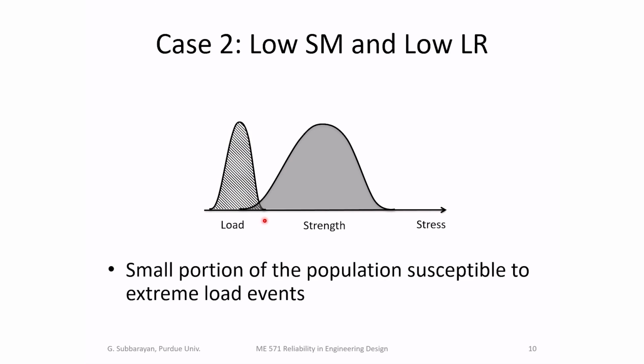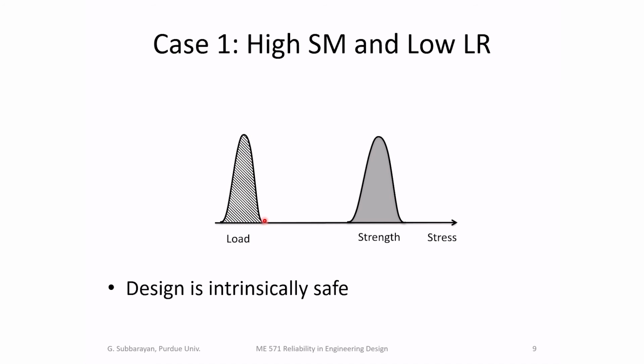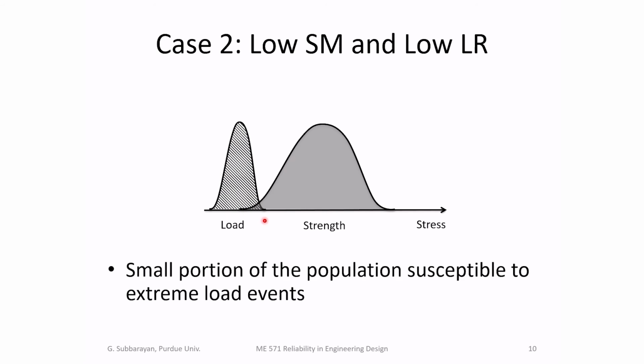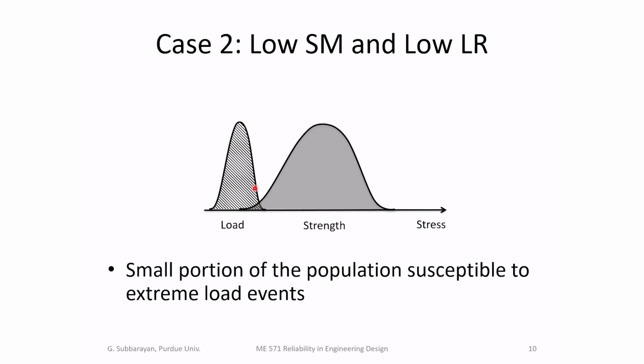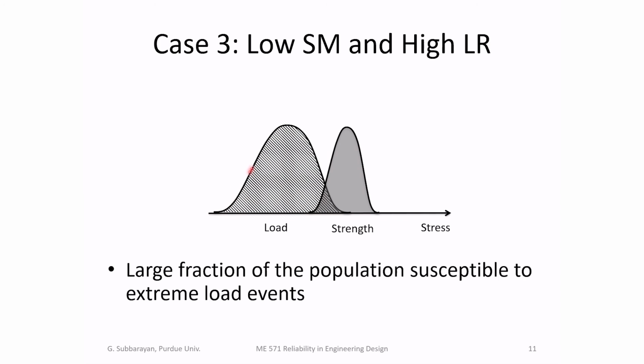Now, the first case was high safety margin, low load roughness, intrinsically safe. Second case, there is low safety margin, low load roughness, and that's because of a large distribution of strength, and there is a small population that is at risk. And the third possibility is you have a low safety margin but high load roughness. This situation you hope to avoid by specifying acceptable load roughness, but then you cannot prevent users from abusing a product. So this might happen as well.